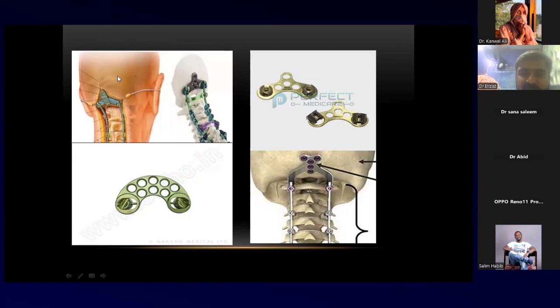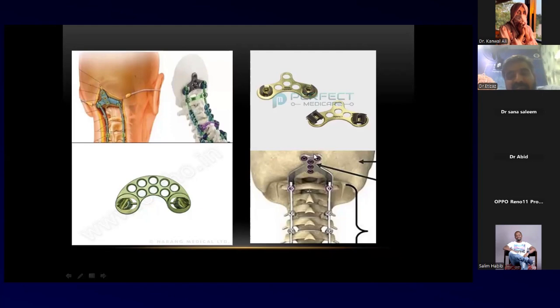Good. Which movement is most limited, restricted? Sir, flexion and extension. Flexion, extension. Excellent. How much? Sir, almost 50%. The standard is 30 degrees for flexion and extension, lateral bending 10 degrees, lateral rotation 8 degrees. Flexion extension is mostly restricted by this OC fusion.